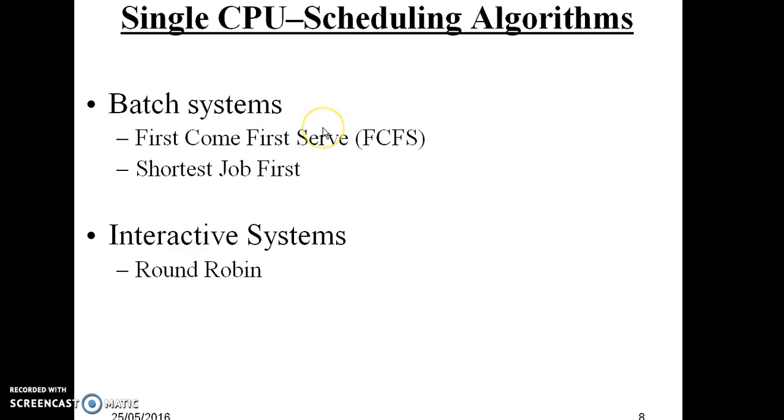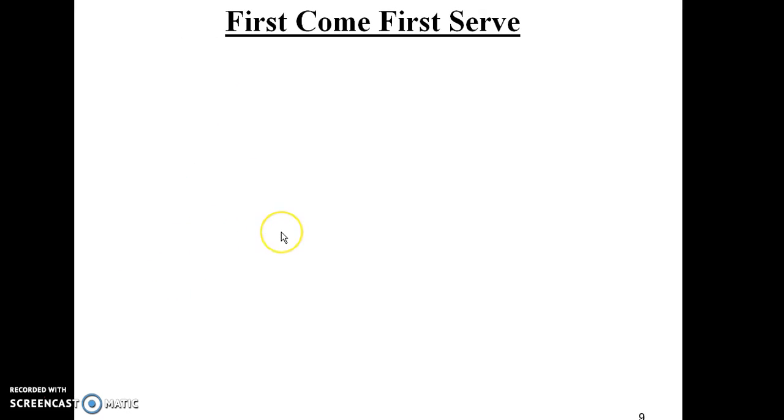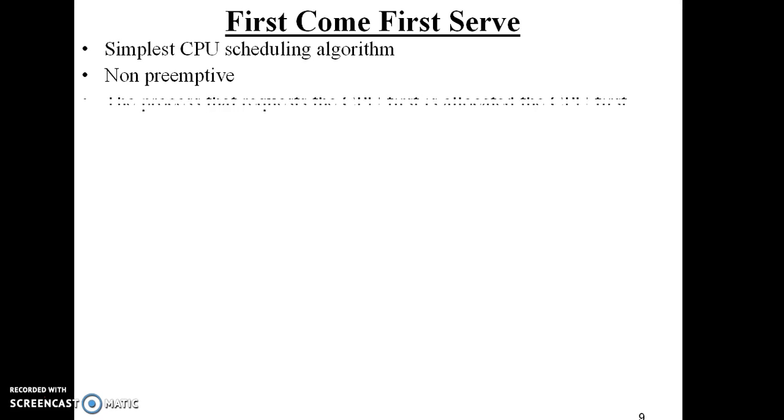Now we are having the different scheduling algorithms. So we are having the classification. The first two, that is the FCFS and shortest job first, come under the batch systems, while the round robin comes under the interactive systems. Now initially we will see the first come first serve algorithm details.